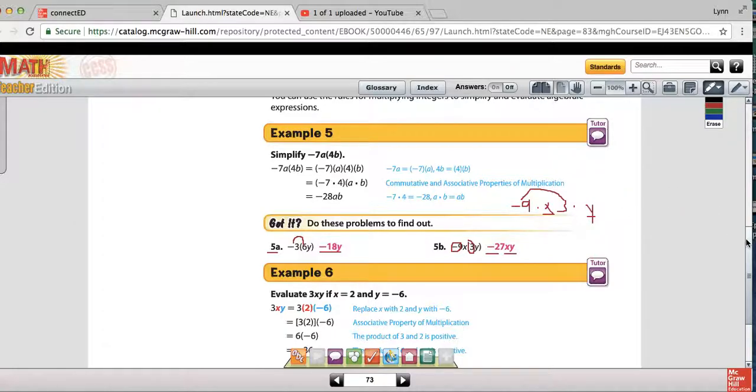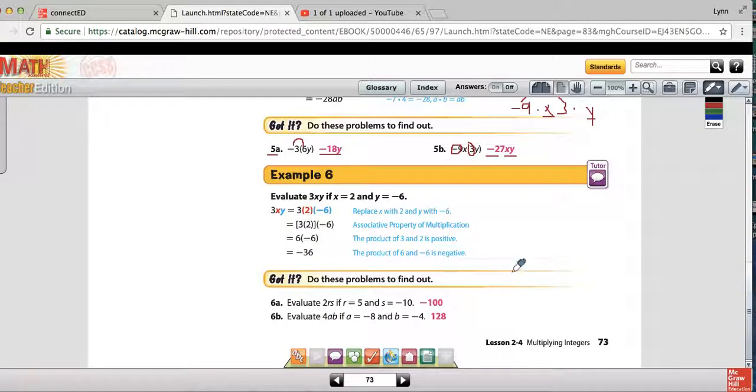In example 6, we can simplify and then substitute numbers back in for our variables. So in 6a, we have 2rs, r is 5, and s is -10. So we have 2 times 5 times -10. And we can multiply however we want here. 2 times 5 is 10. 10 times -10 is -100.